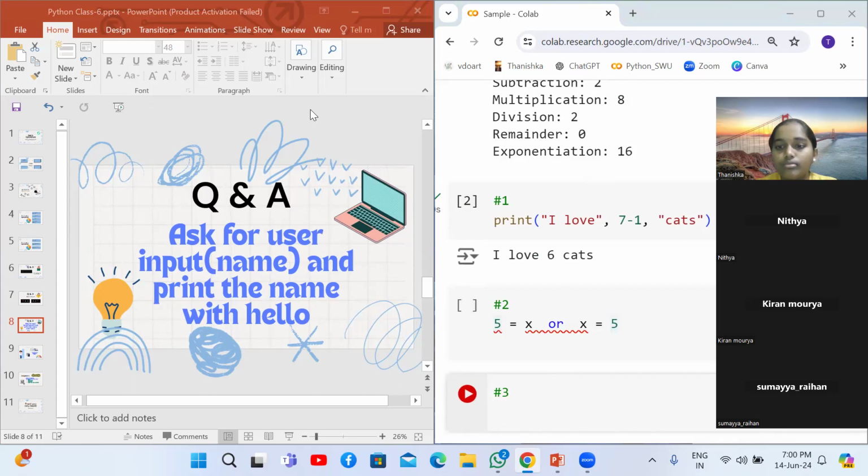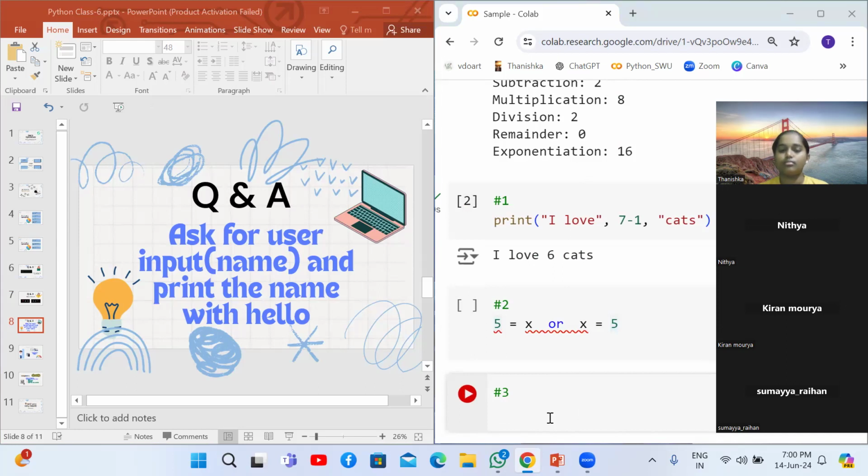Hello everyone, myself Kiran. Now I am going to teach everyone how to ask for user input. Print name with hello. Now I will give one example. When you are meeting anybody, like your friends, you talk face to face. Like I will say hi, somebody's name, and they say hello. Like we are doing in Python.